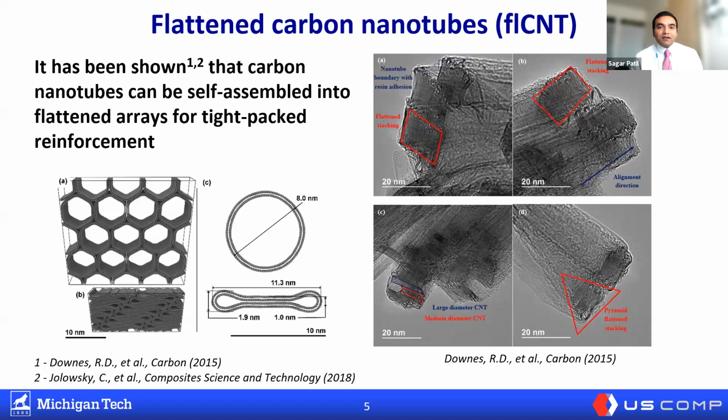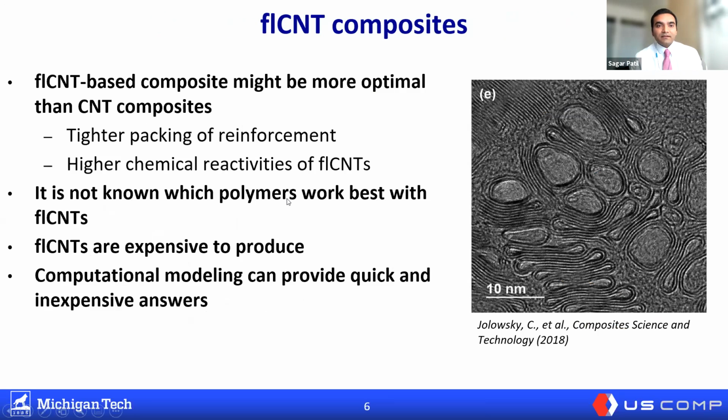Next. The recent fabrication of flattened carbon nanotubes at Florida State University gave us a whole new perspective on looking at traditional CNTs. They observed that upon stretching these CNT films, they are able to self-assemble into flattened arrays so that we can pack more reinforcement tightly into the composite. Next. Because we can pack more and more reinforcement, maybe these composites might be more optimal than the traditional carbon nanotube composites that we are using right now.